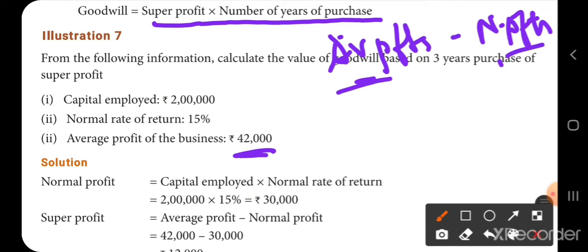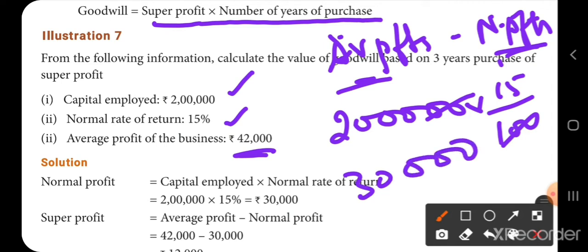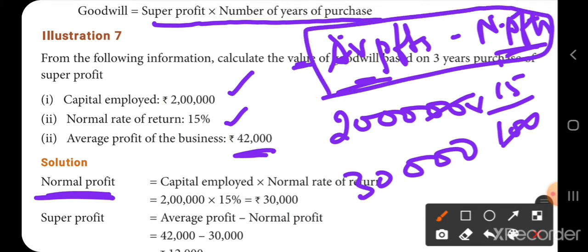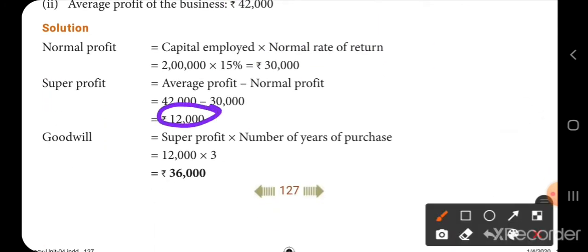Normal profits, what is the formula? Capital employed into normal rate of return, that is 2 lakh into 15 by 100. So 30,000. So you got the normal profit. Now super profit will be average profit minus normal profit, that is 42,000 minus 30,000. You get super profit as 12,000. Now find out goodwill, super profit into number of years of purchase. That is 12,000 into 3, 36,000.